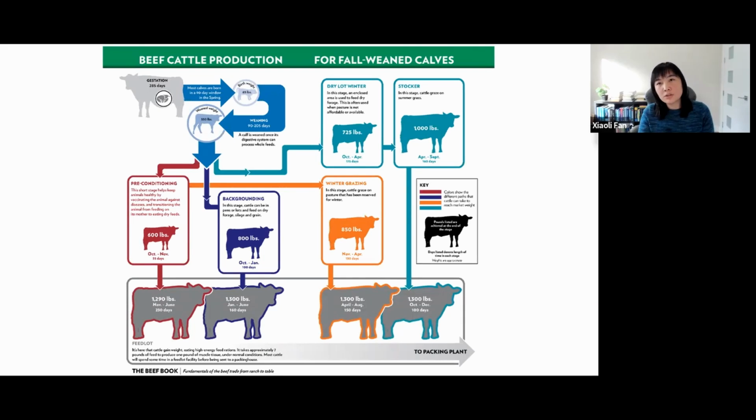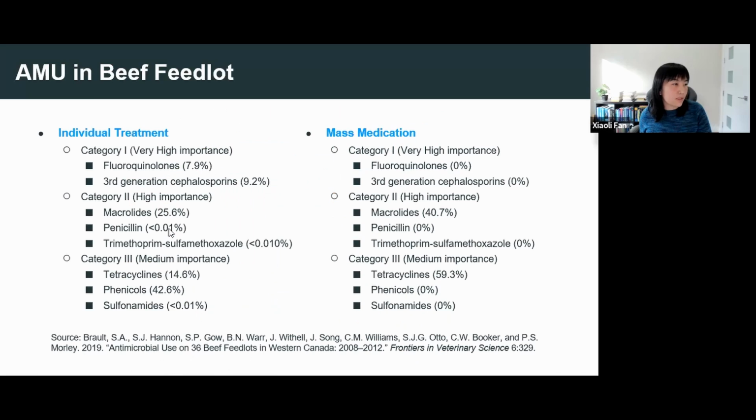And for those of you who are not familiar with the beef industry, there are usually 2 or 3 stages of production. There's cow-calf and beef feedlot. Sometimes producers also use antimicrobials in the cow-calf production. However, really beef feedlots, where all the animals are confined in the pens, are the stage where antimicrobials are used the most, and that's our focus for this research.